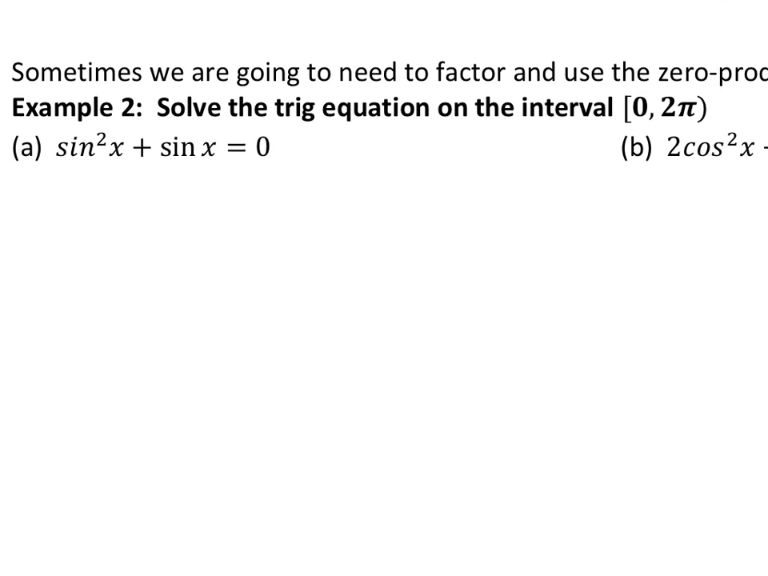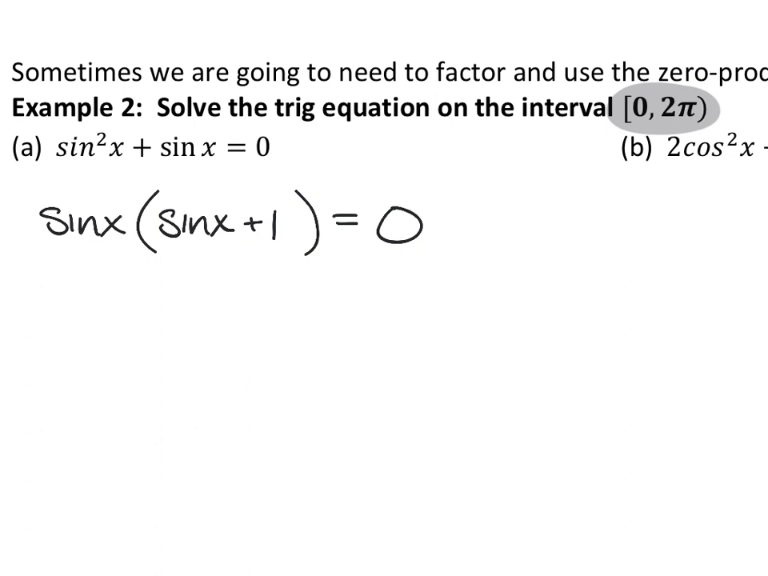In this first problem, again, the instructions say we're just working on that positive interval from 0 to 2 pi, so no negative answers. We want to solve sine squared of x plus sine of x equal to 0. It's set equal to 0, which means I can factor it. What do both of these terms have in common? Sine of x. So sine of x is my GCF. If I factor out the GCF, what are my leftovers? Sine of x plus 1.